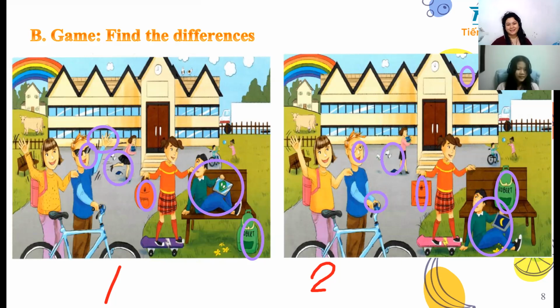Okay, are you sure you are done? I see one, two, I see more. Okay. What else? Look carefully. I see one, two, three. Okay, I see three. Three? Oh no, four. I see four. Four? Look carefully.